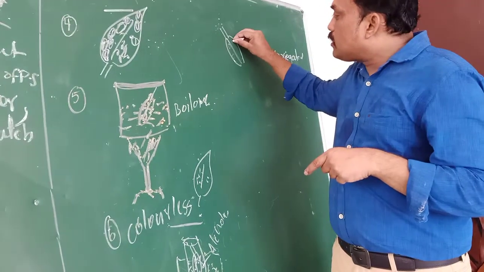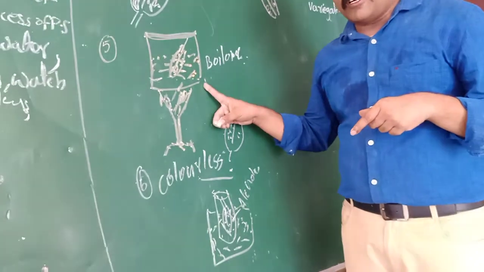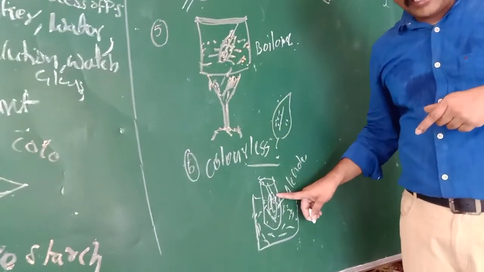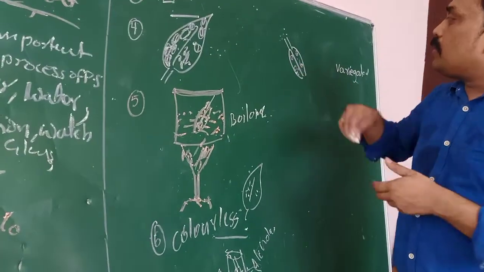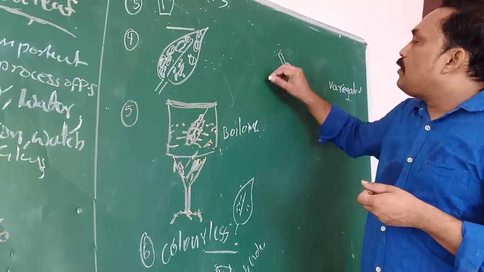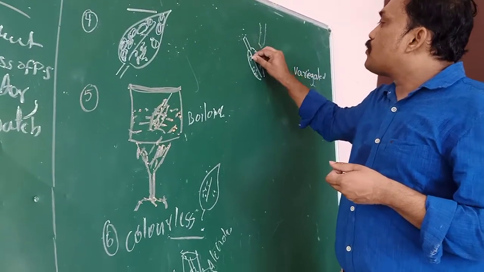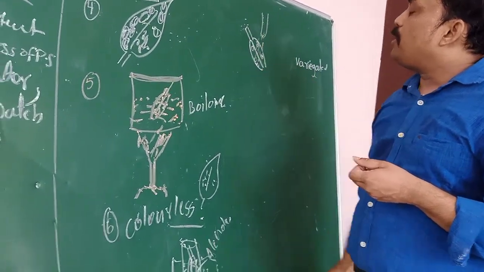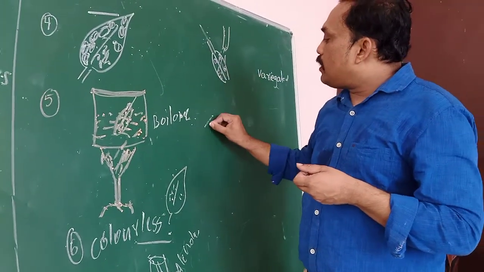Why is it colorless? Because we kept it in boiling water, and after boiling water, we immersed it in alcohol. After immersing in alcohol, we separate the leaf and pour some iodine drops.